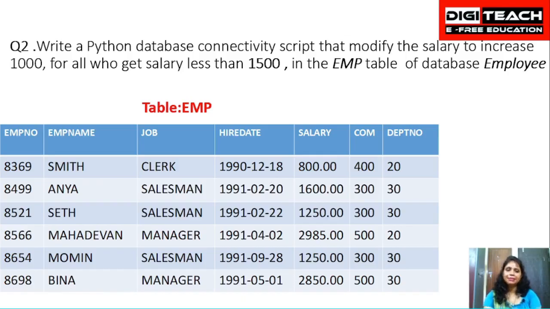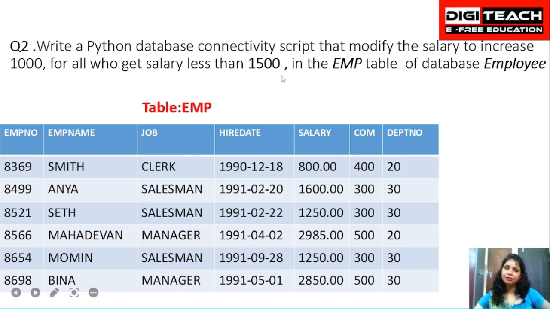Question number 2 says write a Python database connectivity script that modify the salary to increase 1000 for all who get salary less than 1500 in the EMP table of the database employee. Okay, so what is this question telling you? For those whose salary is less than 1500, for example 800 and 1250, next 1250, in all of these you increase 1000 and store it, and then display it, right?